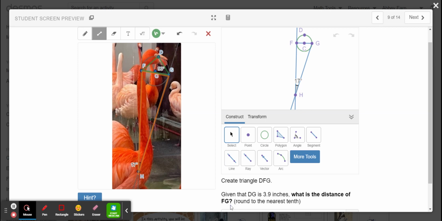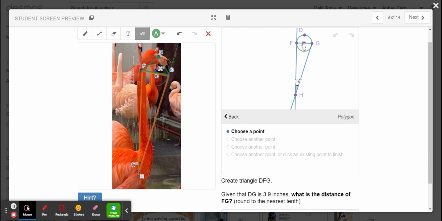We are given that DG is 3.9 inches. The DG is 3.9. And we are trying to find the distance of FG. So one thing you can notice here, well, first let's use the polygon tool and do the same thing in the geometry sketch pad.